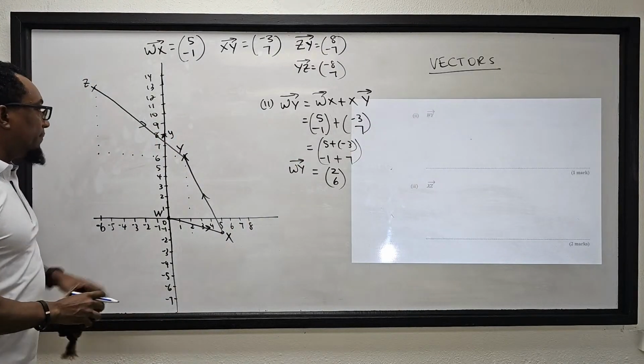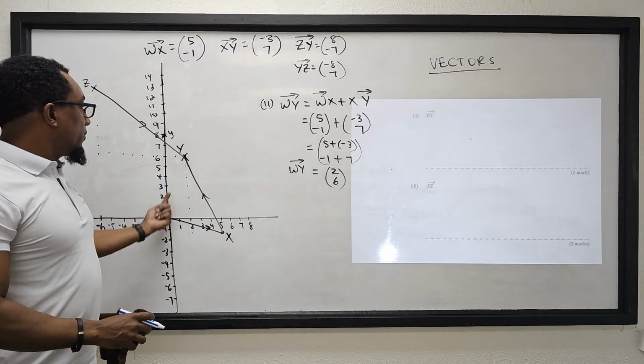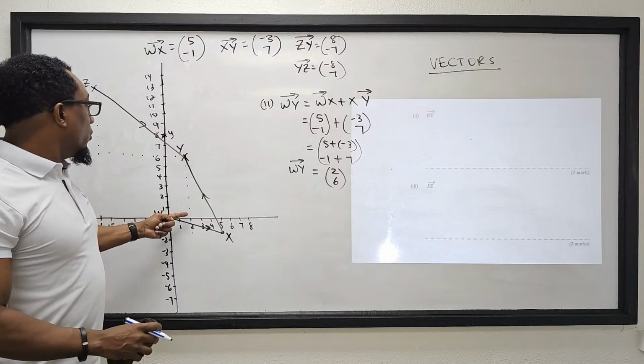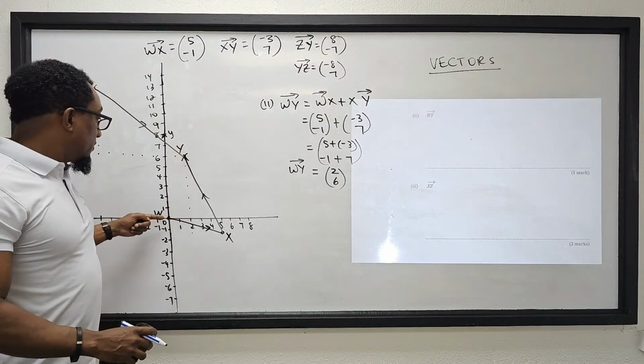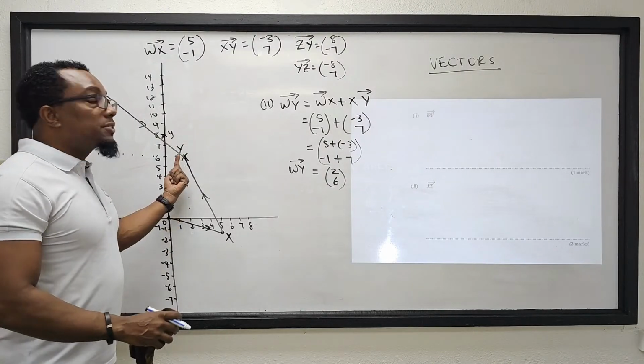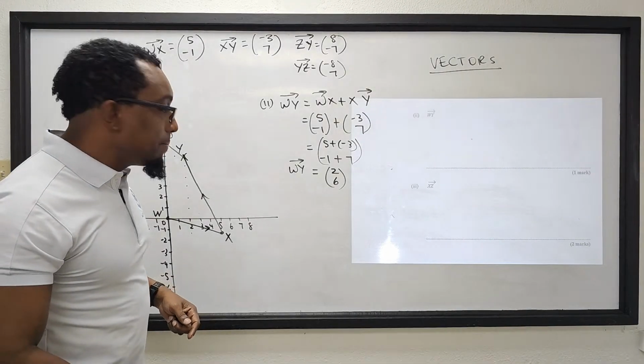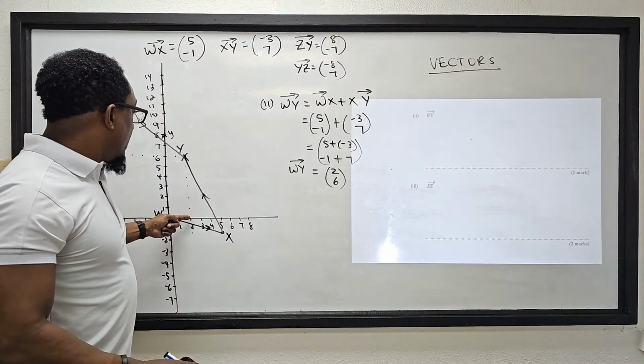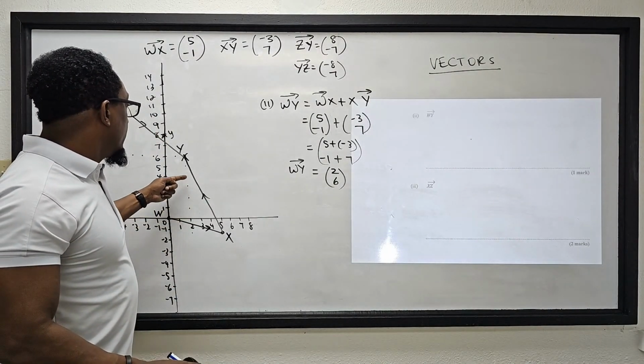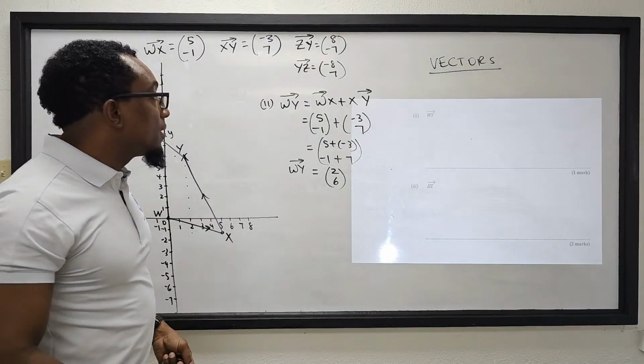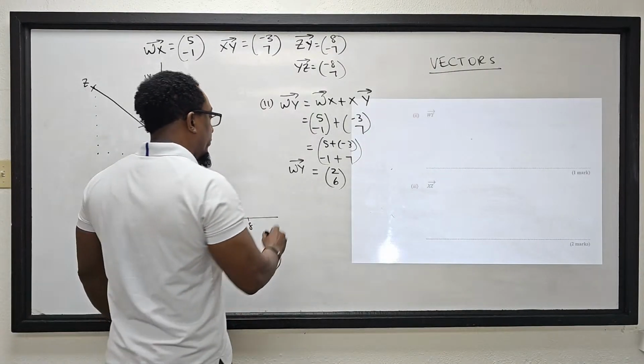Right, so WY, if I connect W to Y, this will be 2 and 6. And here you move 2 to the right, 6 upwards. So a visual is always important. If I count 1, 2 to the right, and then 6 upwards: 1, 2, 3, 4, 5, 6. Good? So that's WY.